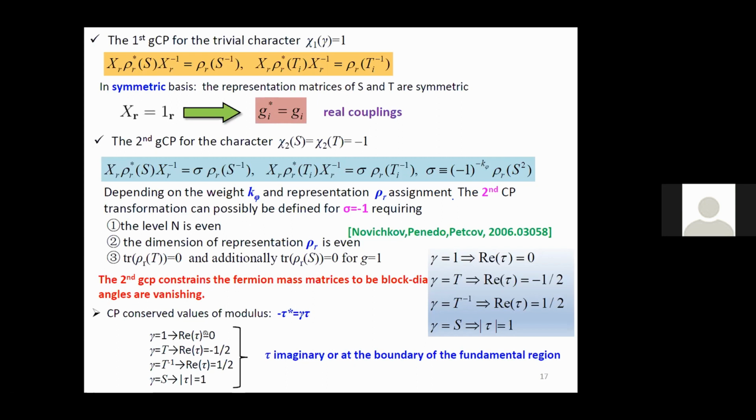It is the imaginary axis. For tau equal to T, the real part of tau is minus half, so it is the left boundary of the fundamental domain. For gamma equal to T inverse, the real part is half, so it is the right side of the fundamental domain. For gamma equal to S, we get the absolute value of tau equal to 1, so it is the arc of the fundamental domain. So this is the modular... this is the CP conserved value of tau.